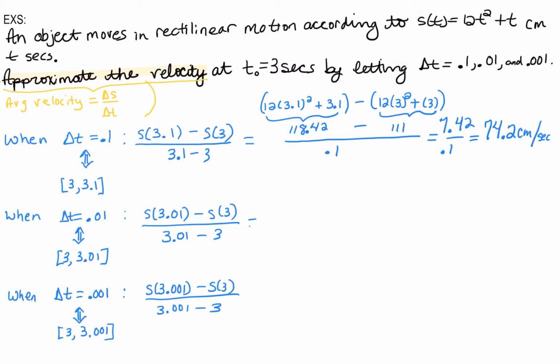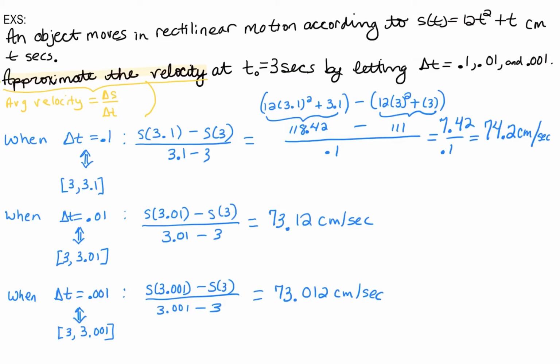And so on. The rest of these would follow in a really similar way. I'm just going to take us right to the answers here. So this one comes out to be about 73.12. So this is just calculator work here. And this comes out to be 73.012 centimeters per second.